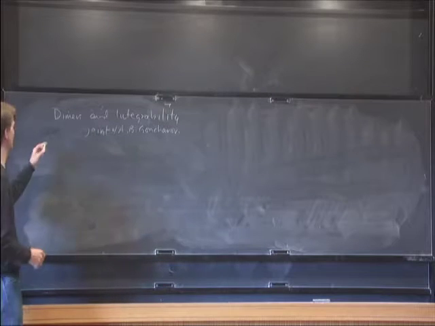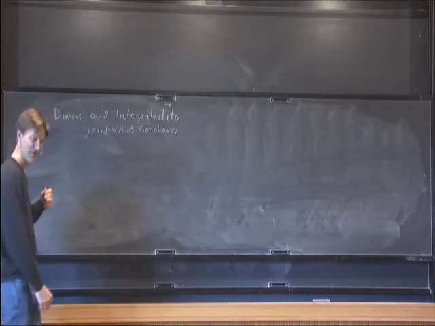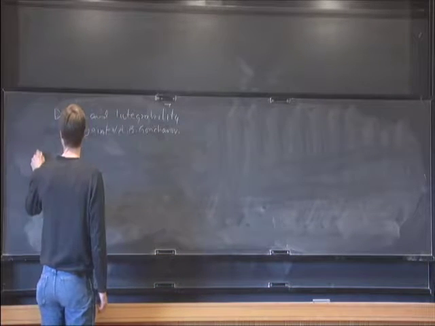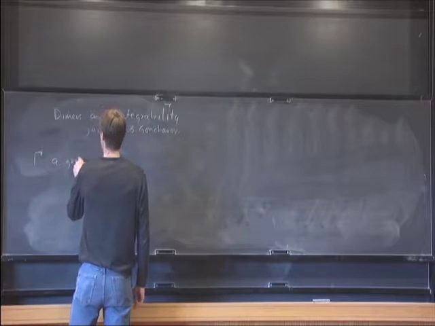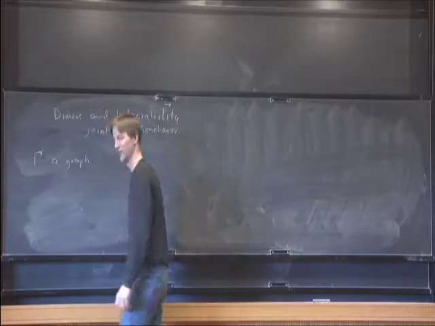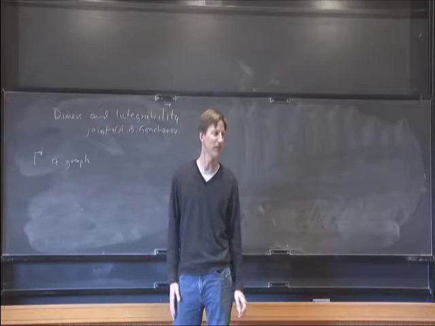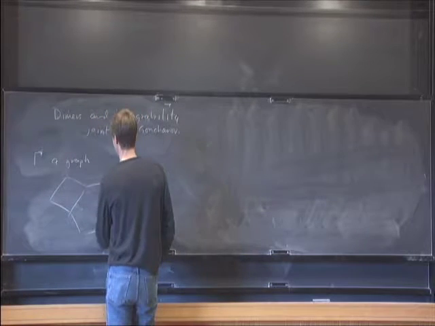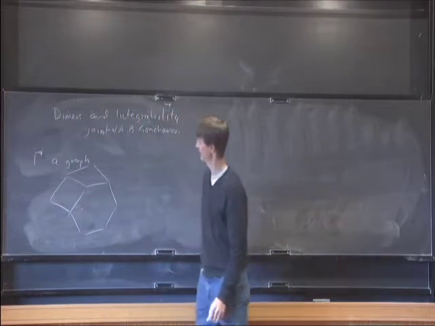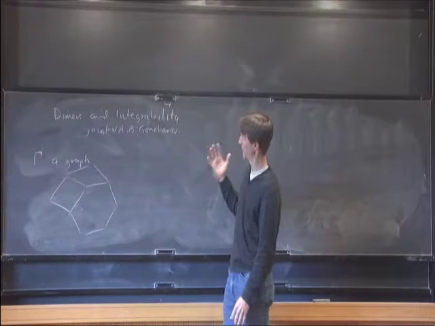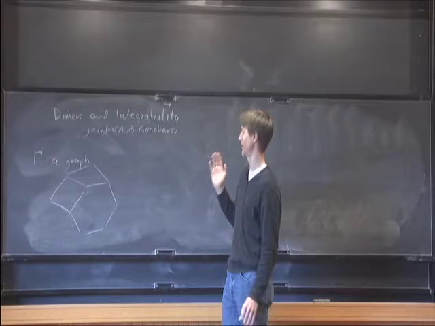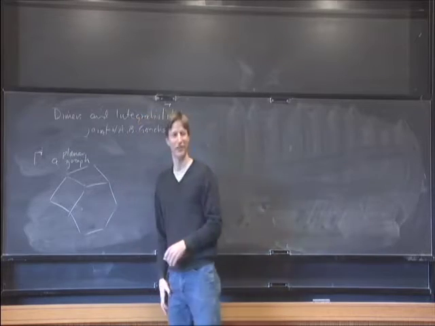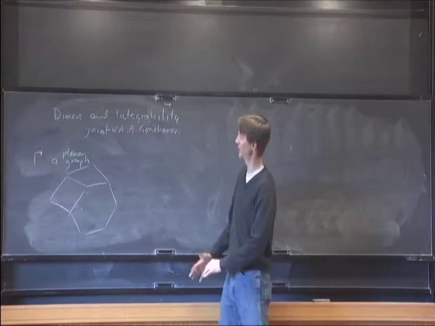The model I want to talk about is the dimer model, and it's a very, very simple model, which lives on a graph. So we have a graph G. Let's call it gamma. You can think of the graph as a finite graph or an infinite graph. If we're talking about matter, we can think of it being a periodic graph, and I'm going to think about a planar graph because we really don't know how to do anything beyond two dimensions, and in one dimension it's boring.